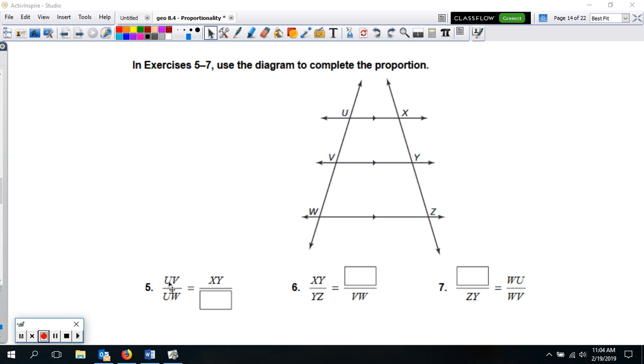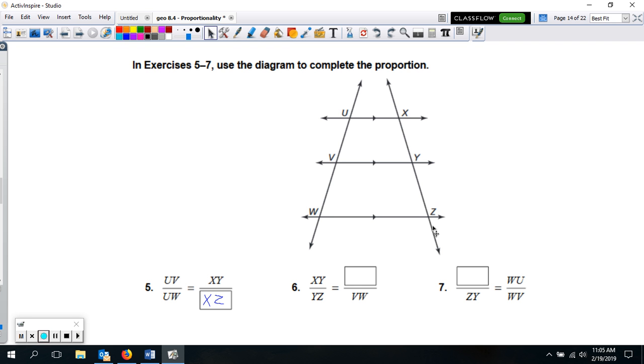So we see we got UV on top of this one, so UV is here, and the corresponding one on the other side is the XY, so that is corresponding to that. Below UV is UW, so U to W. Okay, so on the other side of this one, what's going to correspond to U to W? That's going to be the X to the Z. So that's why XZ is the other corresponding one. So we're just trying to find what's corresponding here.